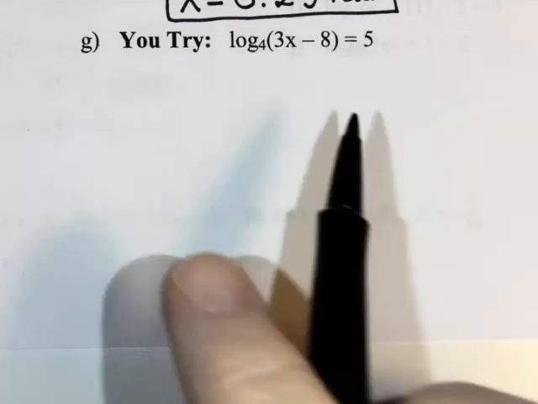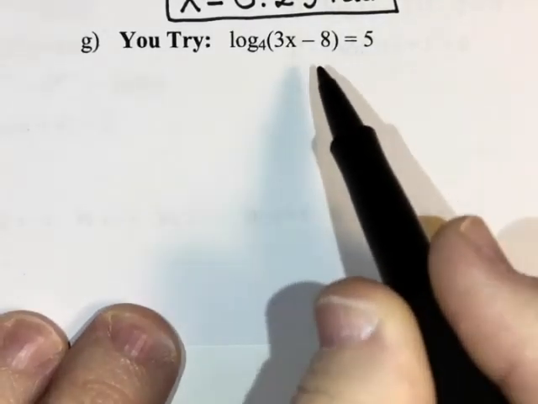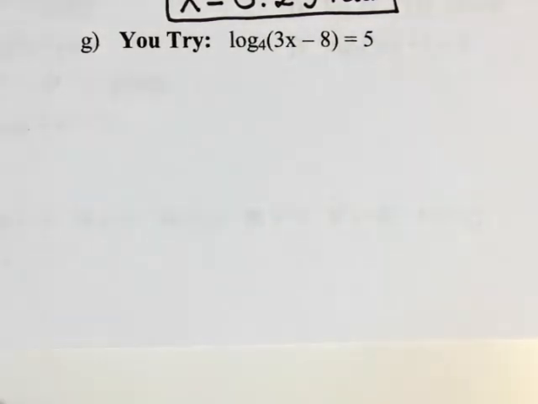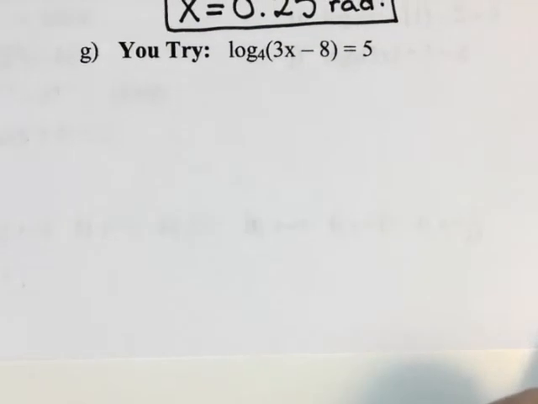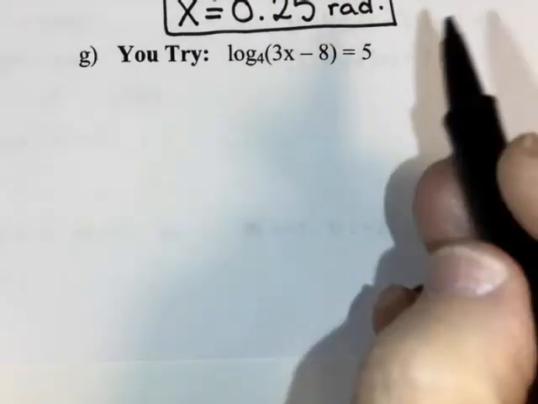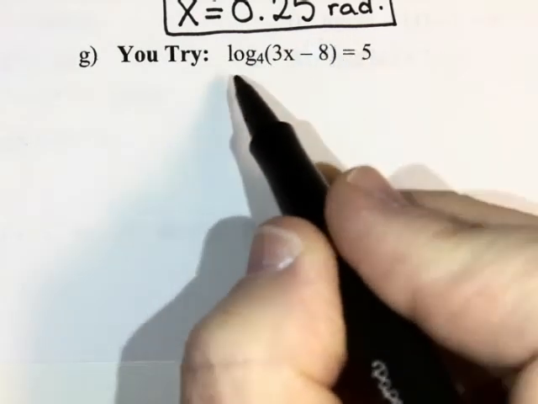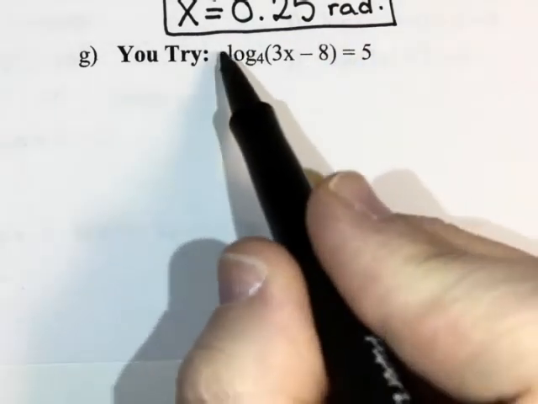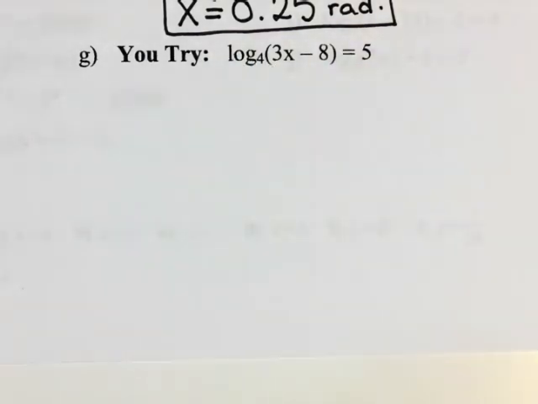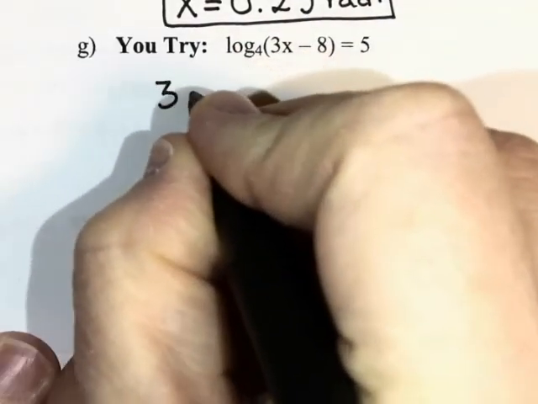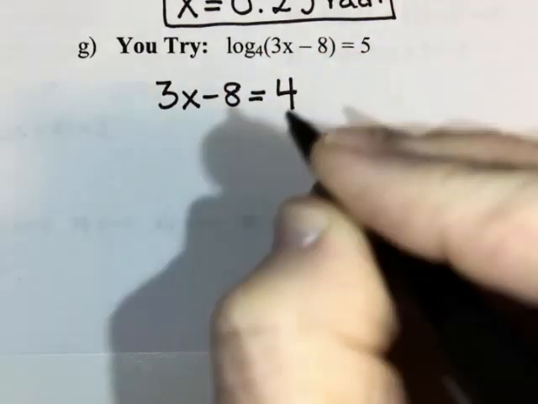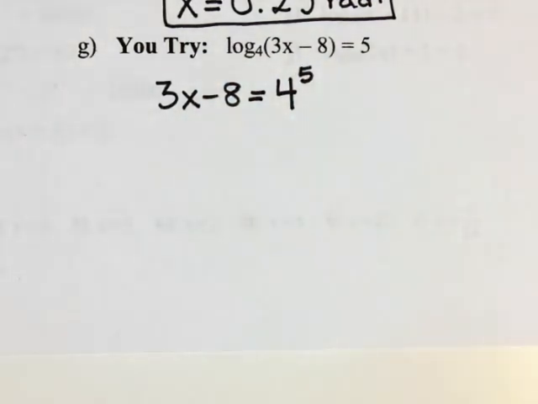Okay, so I have log base 4 of 3x minus 8 equals 5. I do have some subtraction, but it's inside the bracket, so I can't move it. I also have multiplication, but it's also inside the bracket, so I cannot move it. The reason they're inside the bracket is that this is the argument for my log, so I would need to eliminate that log. How am I going to eliminate a log base 4? On the opposite side, we're going to do a power with a base of 4. So this is going to become 3x minus 8 equals 4, that's the base of the power, to the power of 5.